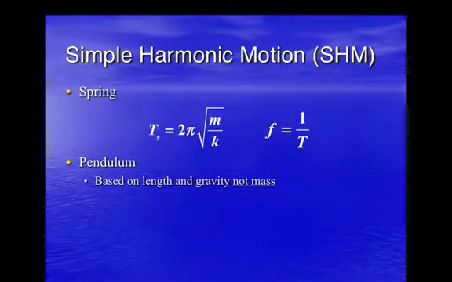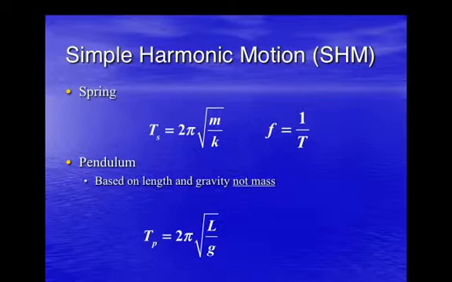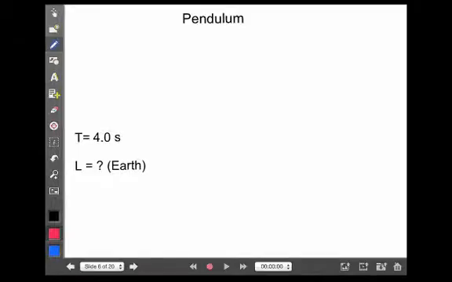And we can see that in the equation. The period of a pendulum is 2 pi times the square root of the length of the pendulum over the acceleration of gravity. Again, mass is not relevant. So, for example, let's say I want to create a 4-second pendulum here on Earth. How long of a pendulum do I need?